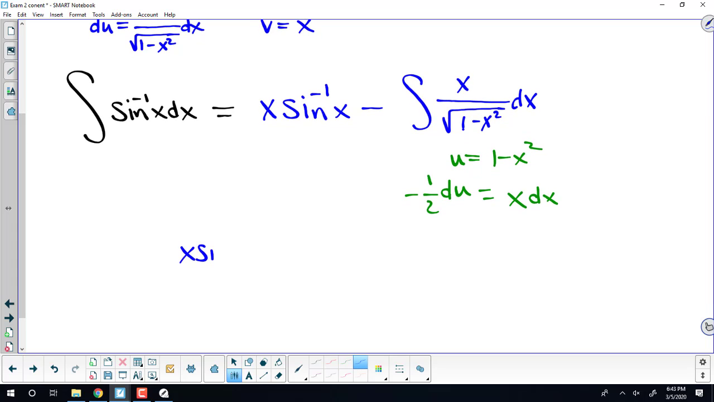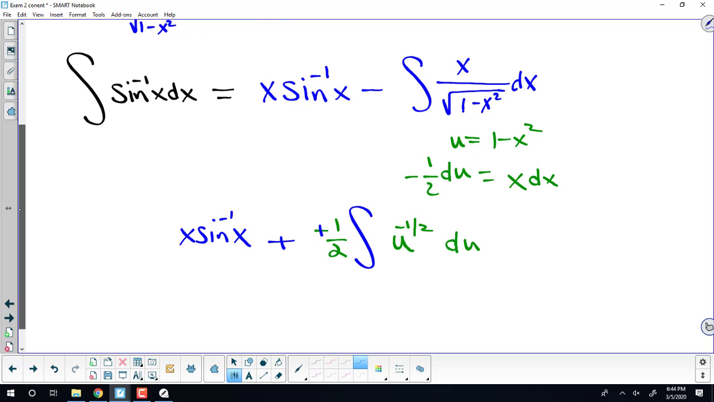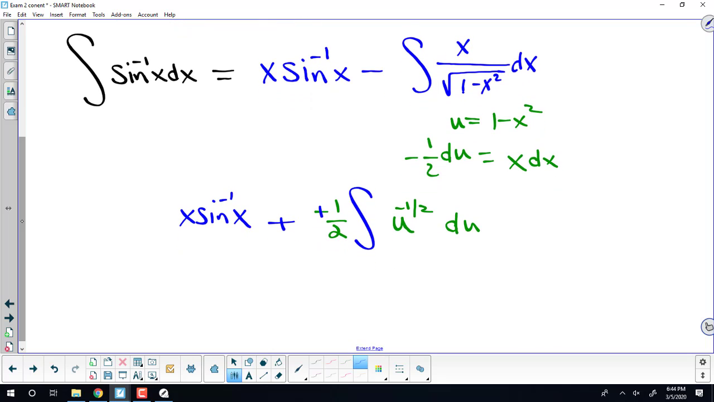All right, so I'm going to write here x inverse sine x minus the integral. We have our minus 1/2 du here for our x dx, and then we have 1 over the square root of u, or u to the negative 1/2. And we'll call this positive. So that's pretty much done. We can find the antiderivative of the inverse trig functions using integration by parts.